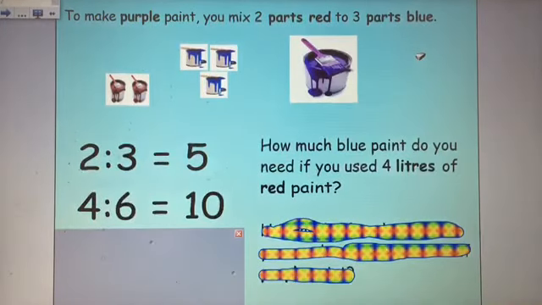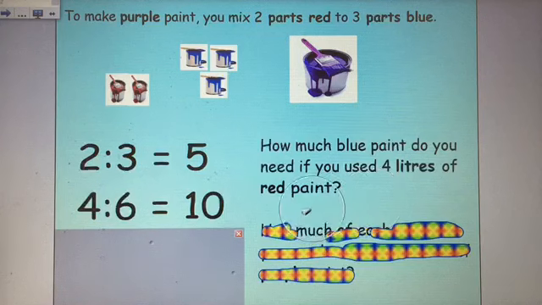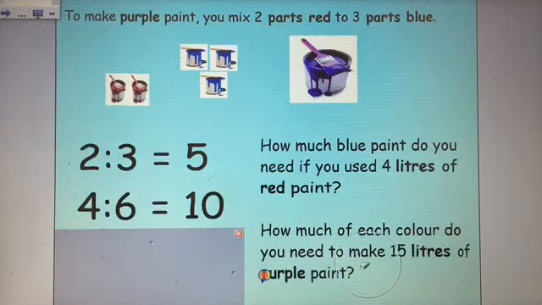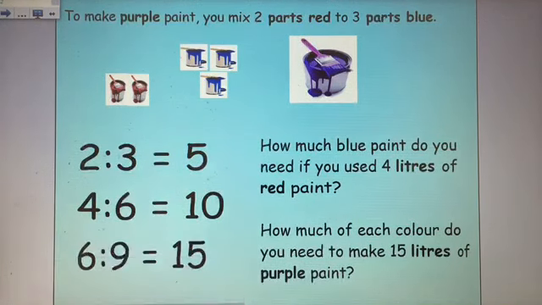Okay, let's have a look at the next question. How much of each colour do you need to make 13 litres of purple paint? Well, to make 5 litres of purple paint, you need 3 litres of blue and 2 litres of red. And for 10, you need 6 blue and 4 red. So hopefully you've worked out, this is going up in 5s. For 15 litres of purple paint, you would use 6.